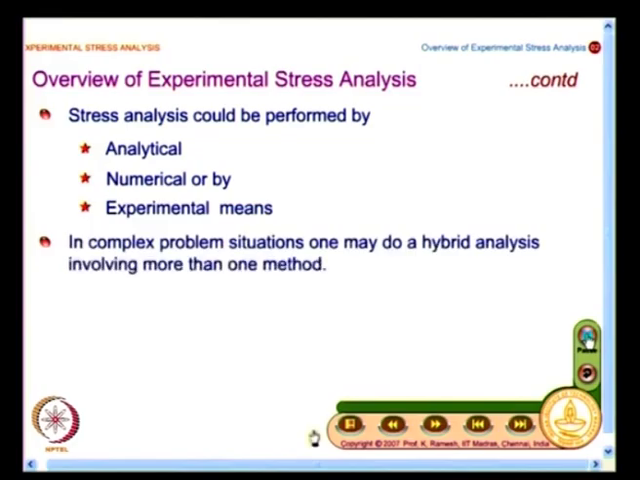In a very complex problem situation, one technique may not be sufficient. You may have to use a combination of analytical, numerical, or numerical and experimental, and that analysis is known as hybrid analysis. What we are going to do now is, we will see one by one what analytical methods are, for which class of problems, why you do analytical methods, and what is the advantage of a numerical technique, and when you go to experiment, in which class of problems experimental methods are ideally suitable. That is what we will see now.